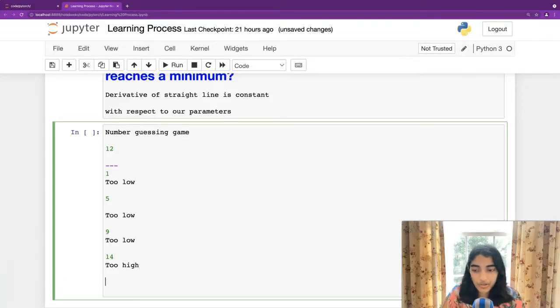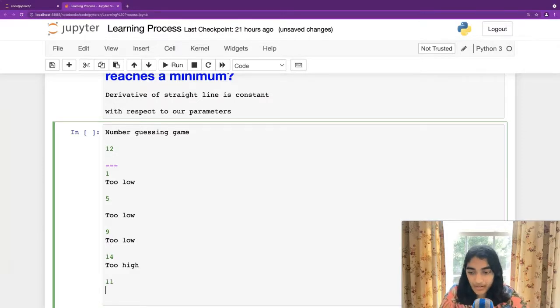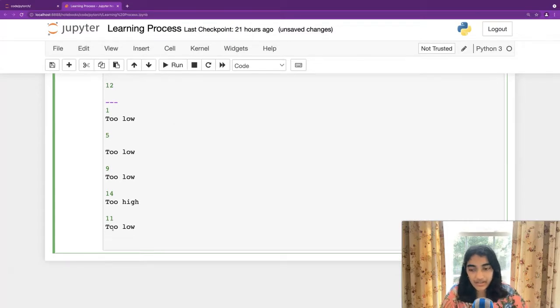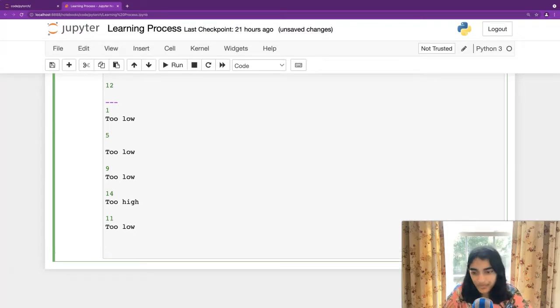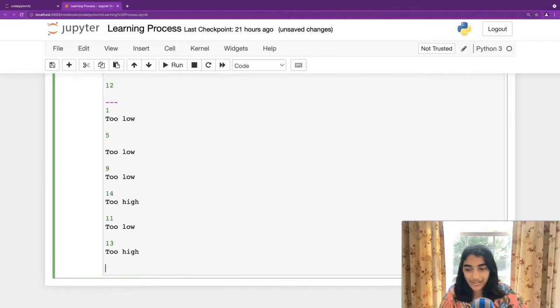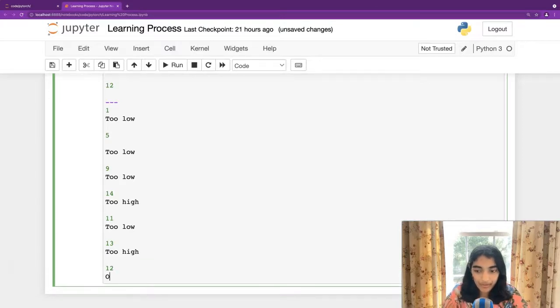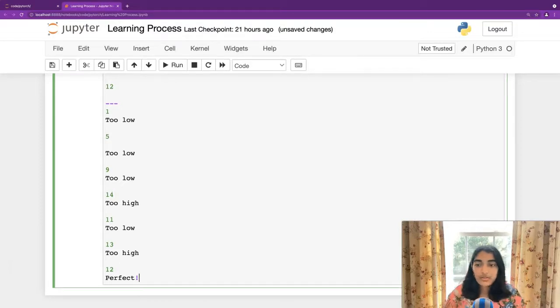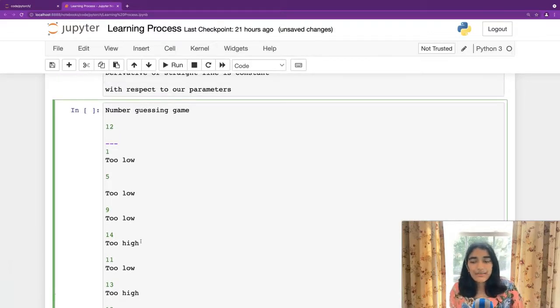Okay, maybe let's go somewhere in the middle. Maybe 11. Too low. So it's in between 11 and 14. Maybe 13. Too high. So 11 is too low, 13 is too high, so I know it's 12. We get perfect.